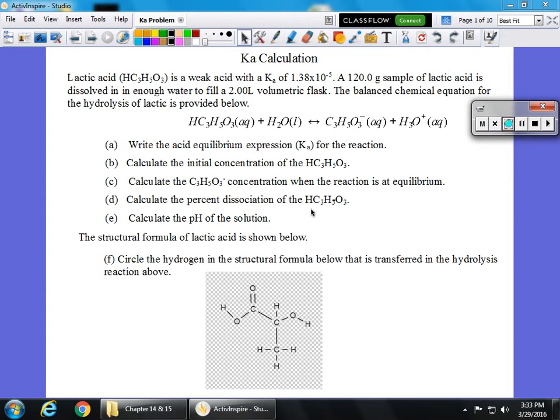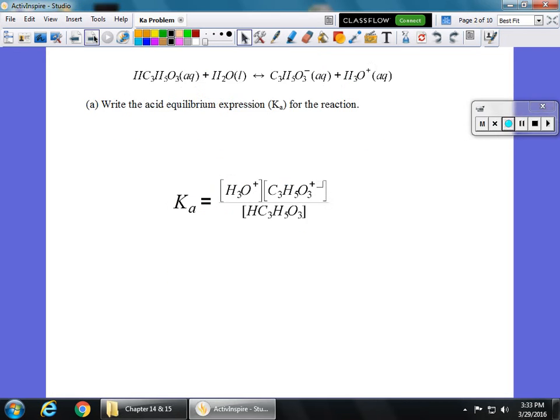So here we go. For part A, we're looking at an equilibrium, right? We're looking for a Ka, and you're given a balanced chemical equation. So for part A, it's just asking you to write an equilibrium expression. For an acid dissociation, you're going to have the weak acid here, plus water gives you your conjugate base, and it's going to give you hydronium, right? That's what's making it an acid.